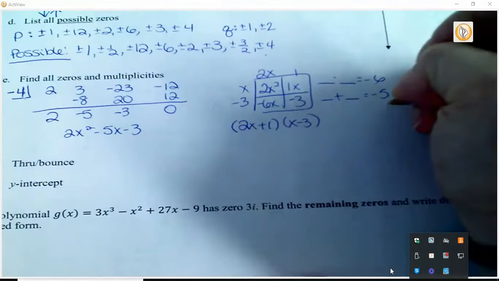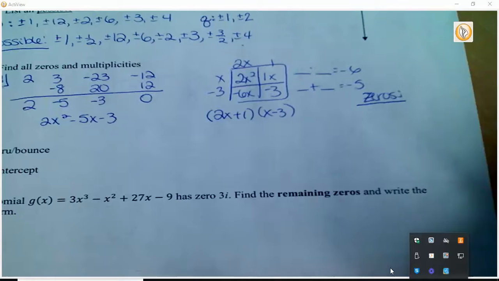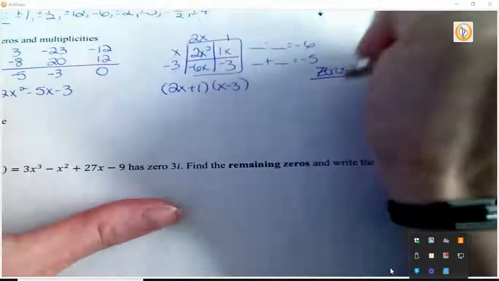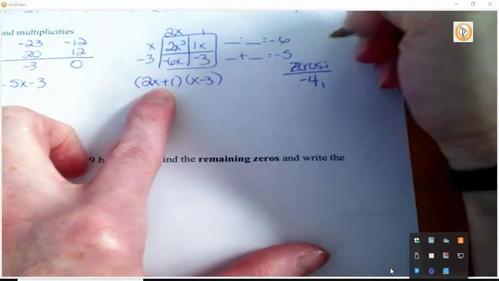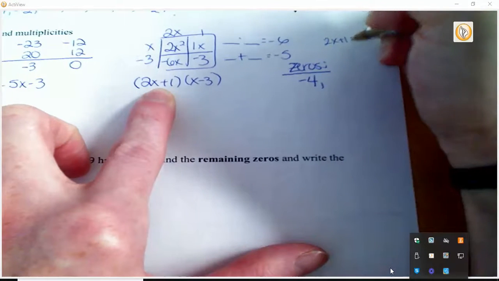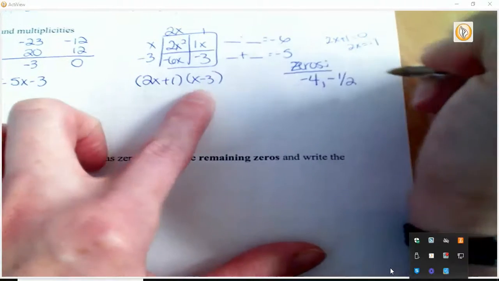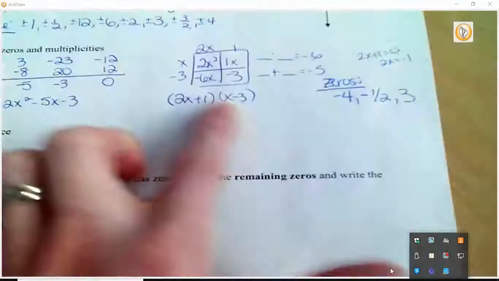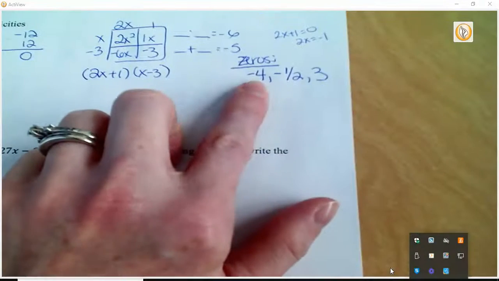Okay, I asked to find all the zeros. So, we know -4 works, because we did synthetic with that. If you set 2x plus 1 equal to 0, we get -1/2. If I set x minus 3 equal to 0, we get 3. At the beginning, we said we could have 3 zeros, and I just got all 3.